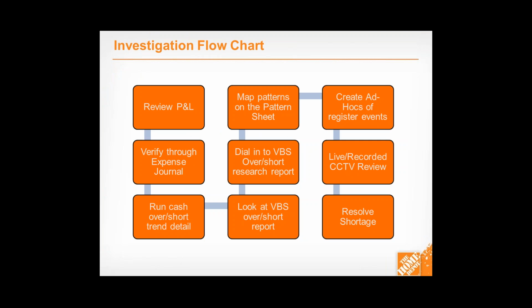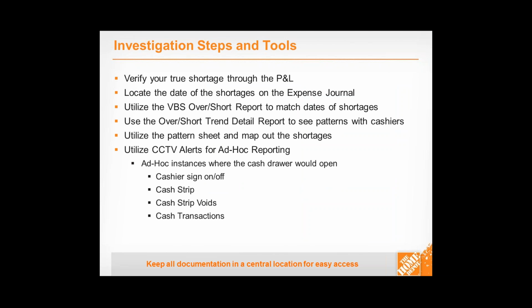Here's an example of the investigation flowchart and some of the steps that you might find and in the order that you should proceed with them. As you see here, you review the P&L, then verify through the expense journal, run the cash overshort trend detail report, look at the VBS overshort report, dial into the VBS overshort report or research report, map out patterns on the pattern sheet, create ad hocs of register events if necessary, view live or recorded CCTV, and then you'll resolve your shortage. Let's look at each one of these just a little bit closer.